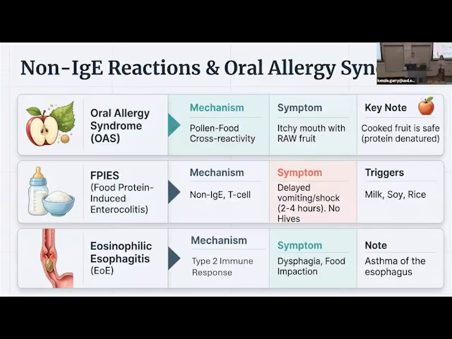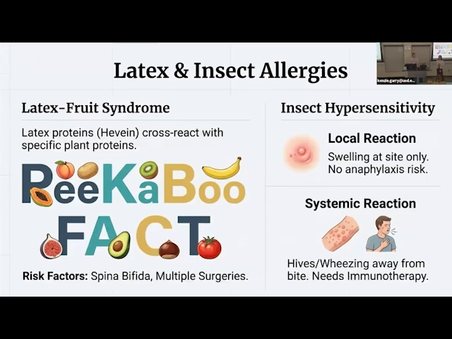There are other non-IgE related reactions and oral allergy syndromes. I will not dive into the details, but we should keep in mind food protein induced enterocolitis, one of the most common in pediatrics. Also eosinophilic esophagitis is a very vague disease, but if we don't know the reason for a heartburn sensation, we should keep it in the differential. And latex and insect allergies are also allergic diseases. I will keep it short.